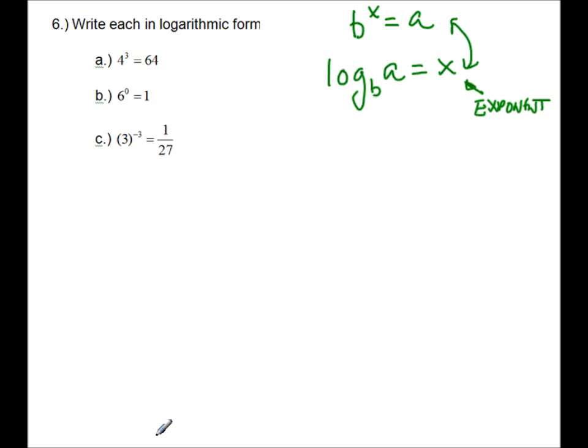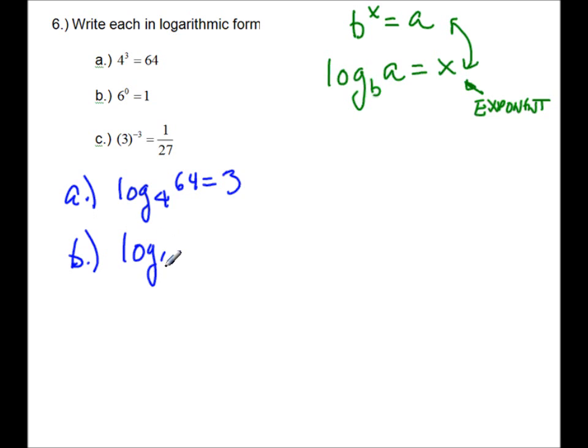So in these problems, we want to convert 4 to the 3rd equals 64. So it's going to be log base 4 of 64 equals the exponent, which is 3. For b, it's going to be log base 6 of 1 equals 0. And the last one is the same thing, log base 3 of 1 over 27 equals negative 3.